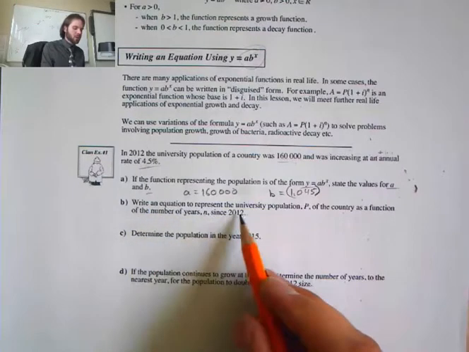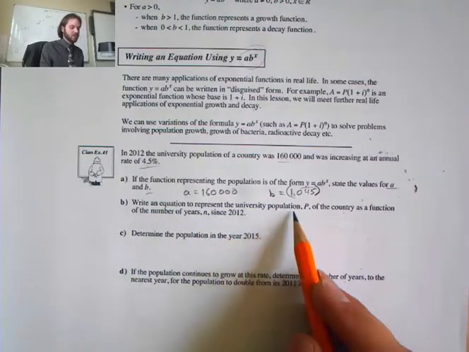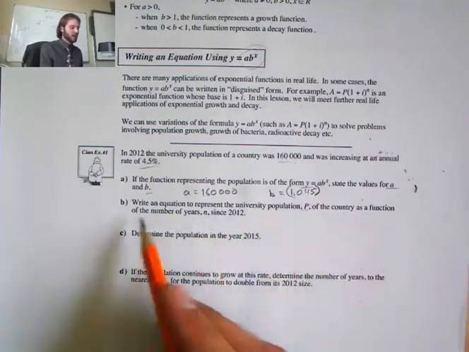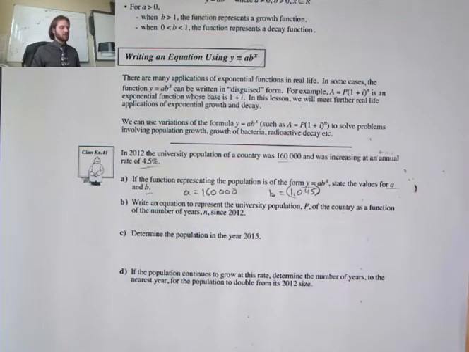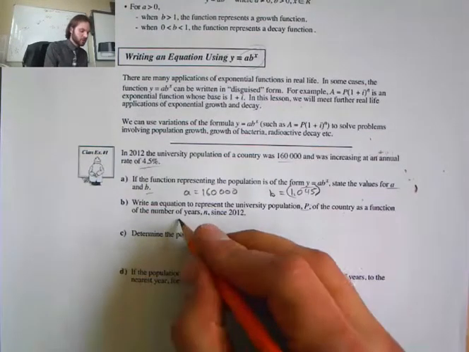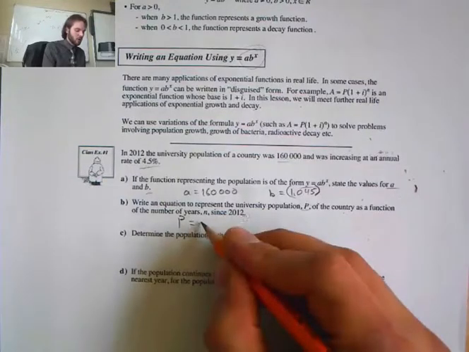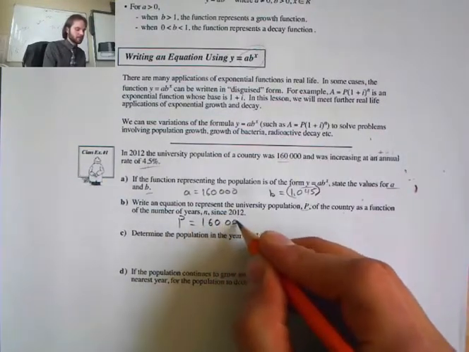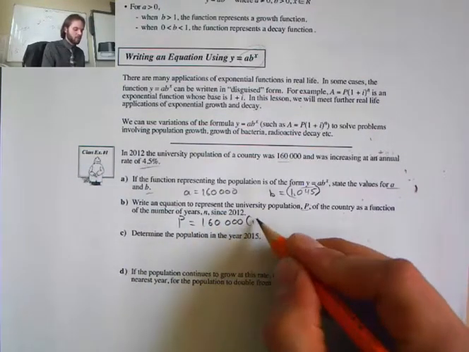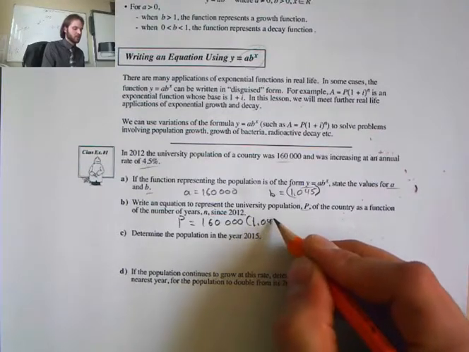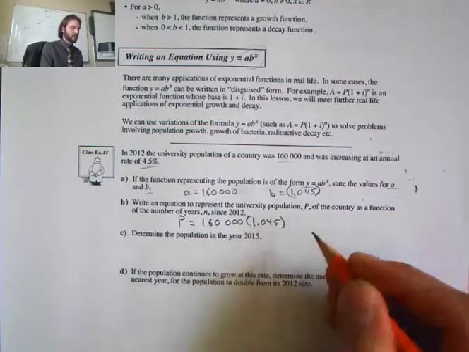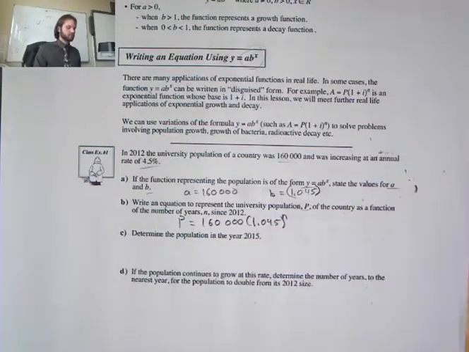Now, write an equation to represent the university population P of the country as a function in the number of years, n. So, population P is equal to 160,000, okay? 1.045, because we increased by 4.5%, to the power of n, okay?